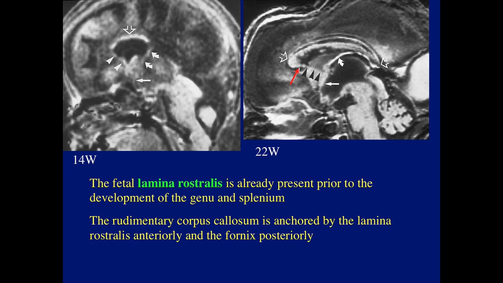Now back to the issue of being the last. Look, here's a 14-week-old fetus. Here we see this little band, a rudimentary corpus callosum, and here's this band. So the fetal lamina australis is already present prior to the development of the genu. Here's the later 22-week fetus, we see the genu, we see the lamina australis, but it's there much earlier, before the genu even formed. So it looks like the corpus callosum, because it forms within the hippocampus, is kind of anchored by the lamina australis and the fornix posteriorly.